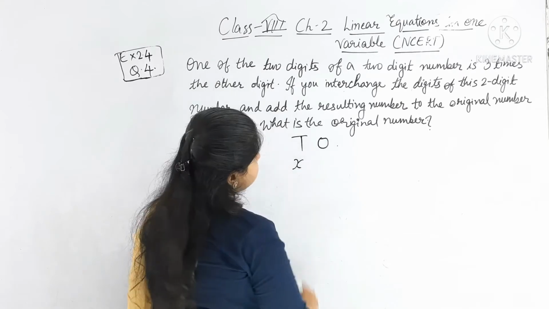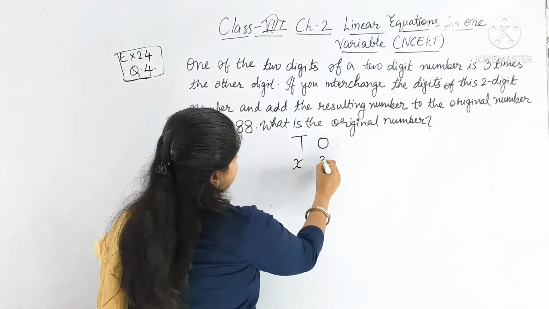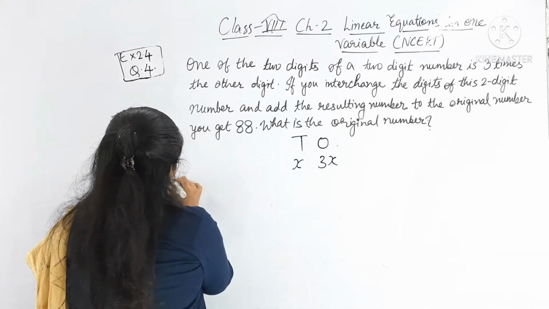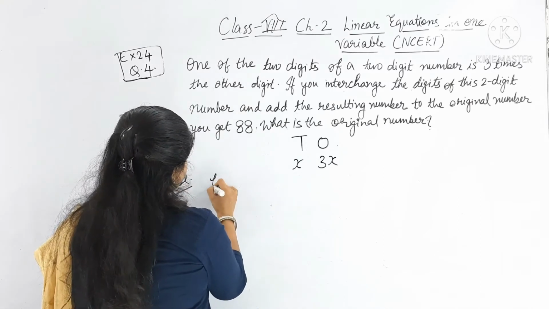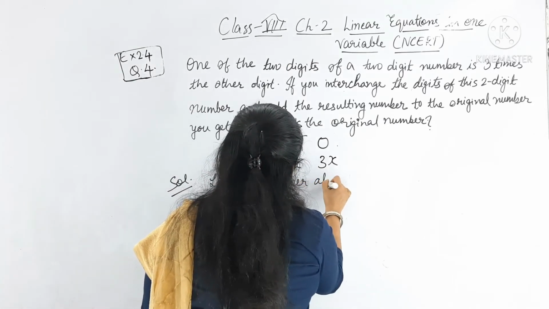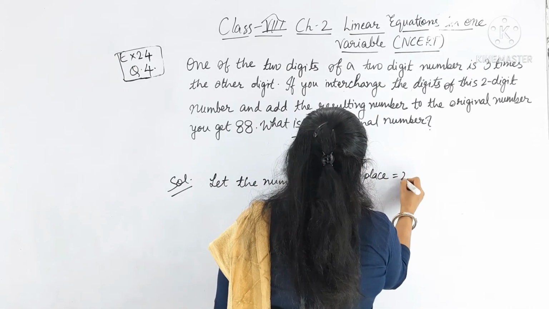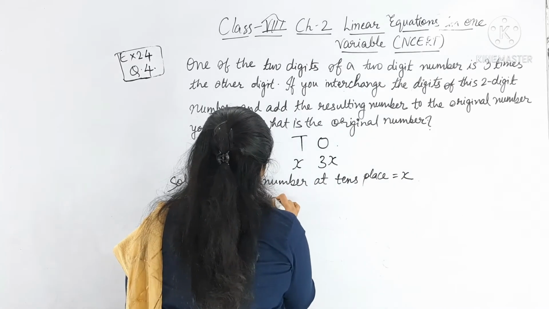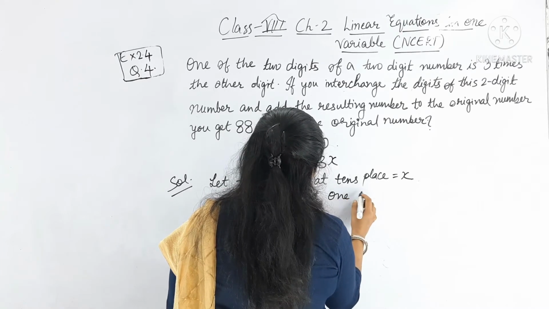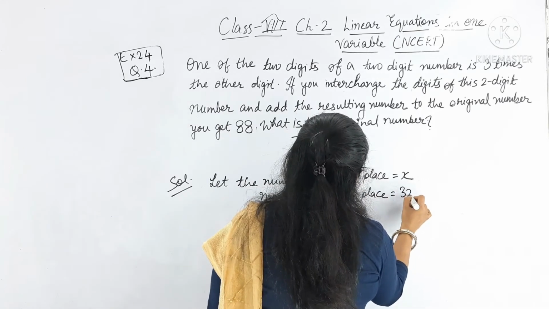Okay, so if we take x as tens place, the other digit is 3 times the other digit. 3 times means 3x I can write. So here how you can start: let the number's tens place be equal to x, the number's ones place be equal to 3x, right?